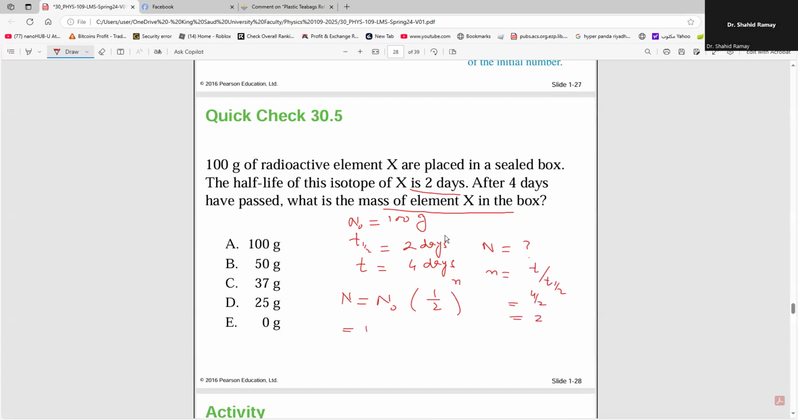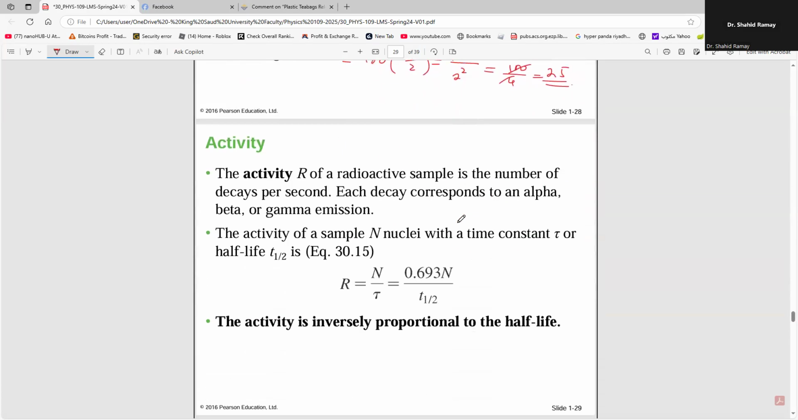So this is equal to 100 into 1 by 2 raised to power 2, which is 100 over 2 raised to power 2. So 2 raised to power 2 is 4, and this is equal to 25. If you cancel this, it is 25. So the answer will be this one. In this way, you can solve this problem. This is very important, so understand this one.